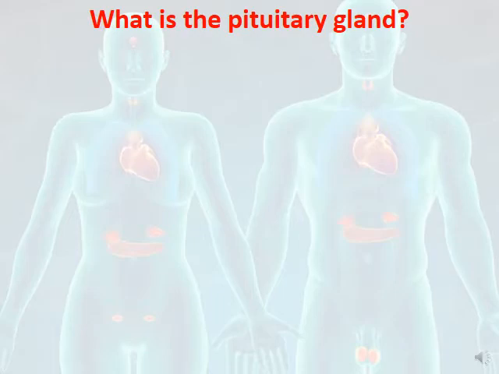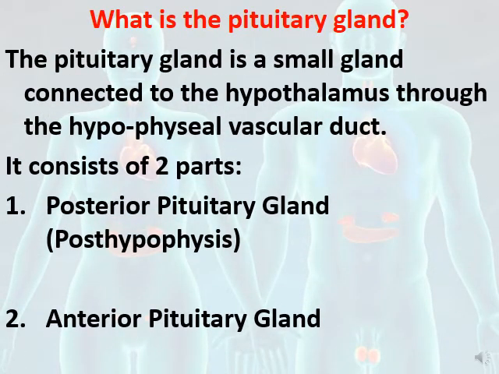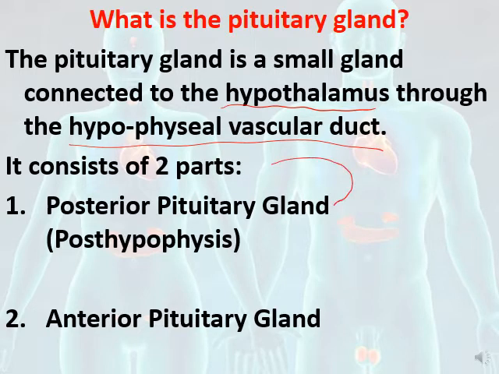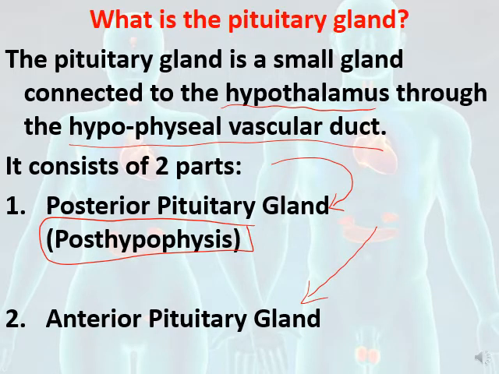What is the pituitary gland? The pituitary gland is a small gland that's connected to the hypothalamus through the hypophyseal vascular duct. The pituitary gland is composed of two parts: the posterior pituitary gland, known as the post-hypophysis, and the anterior pituitary gland.